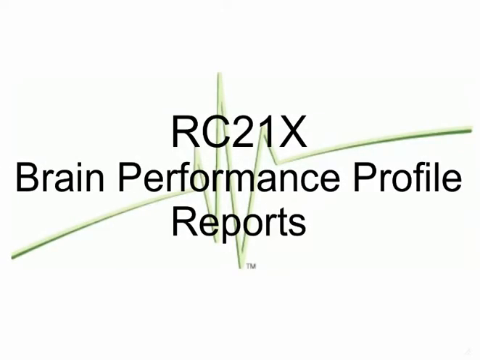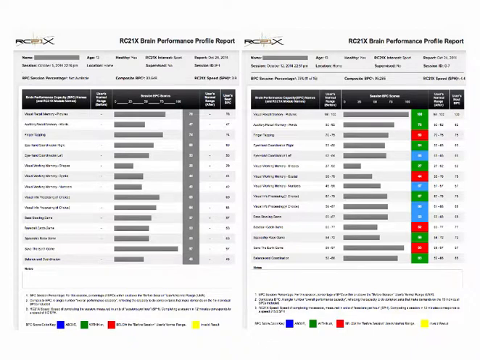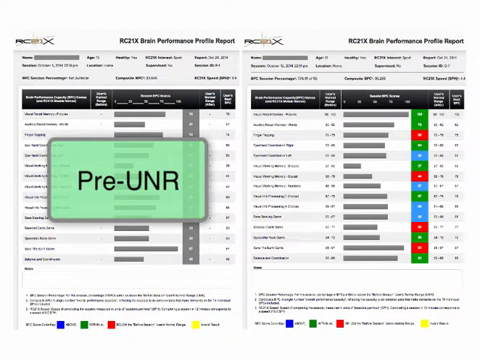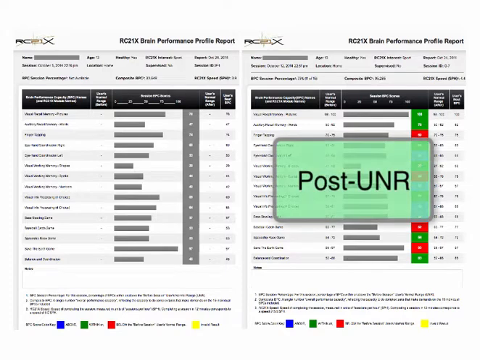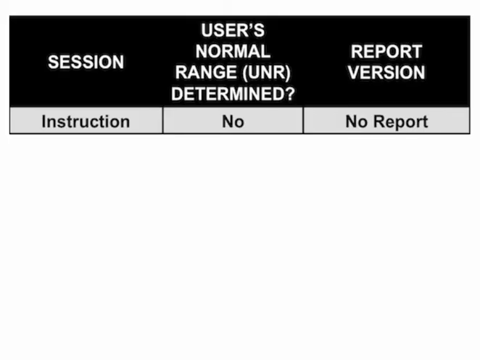Let's review the RC21X Brain Performance Profile reports. There are two versions of the basic report. For sessions where a user's normal range, or UNR, has not yet been determined, the pre-UNR version is used. The third and later game sessions use the post-UNR version. No report is provided for what we call the instruction session.